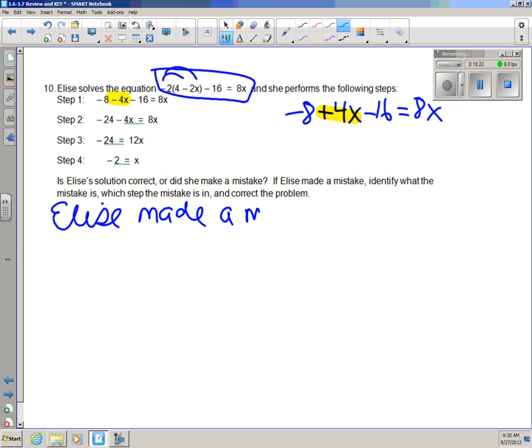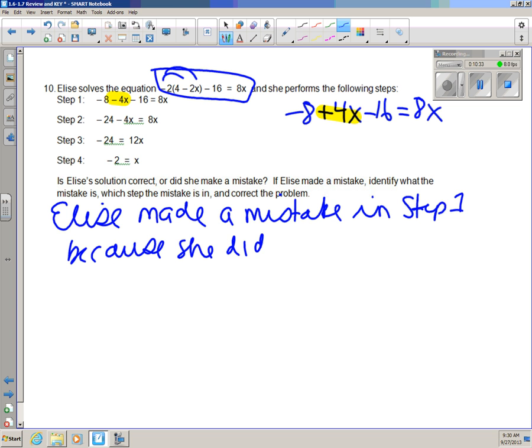So Elise made a mistake in step one because she did not distribute correctly.